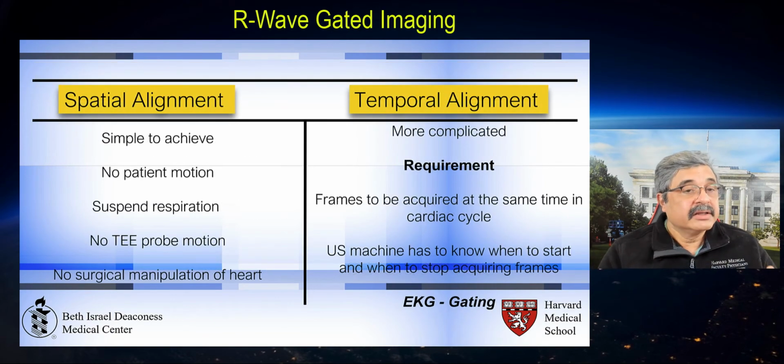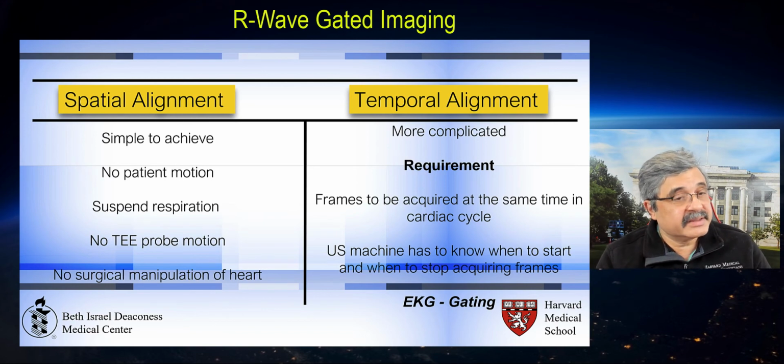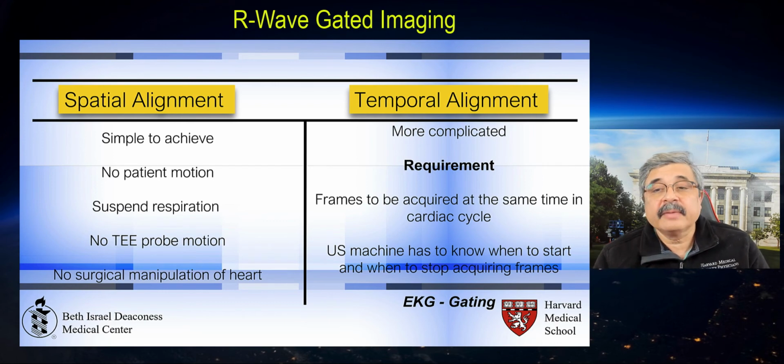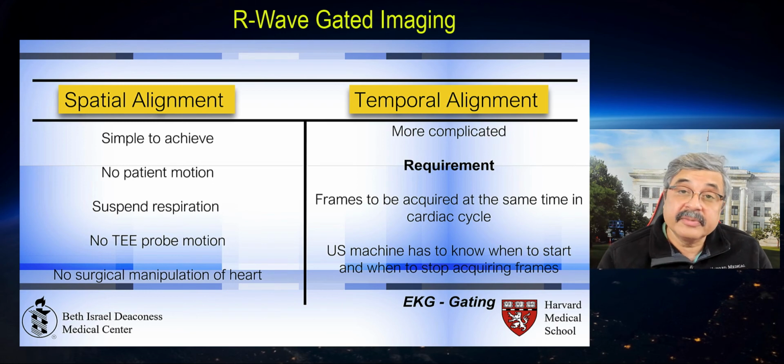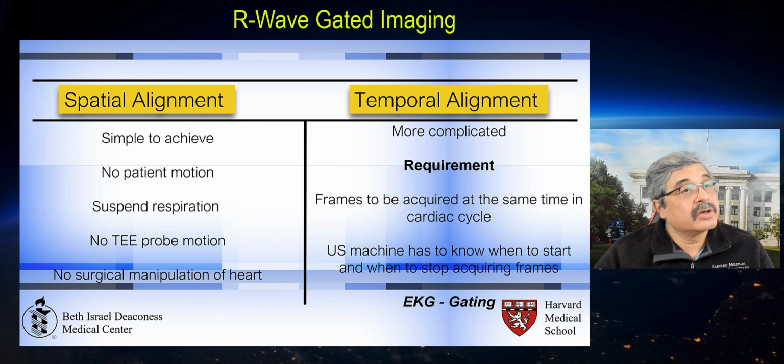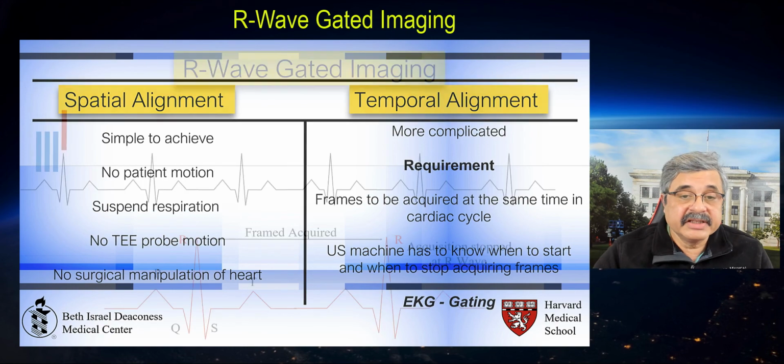Now, acquiring spatial alignment, which means having them acquired in the same space, is easy. No patient motion, suspend respiration, don't move the TE probe. But temporal alignment is more complicated. It is required that frames be acquired at the same time in the cardiac cycle to be aligned with each other. And the ultrasound machine has to know when to start and when to stop acquiring the frame. The only way to do this is through EKG gating.